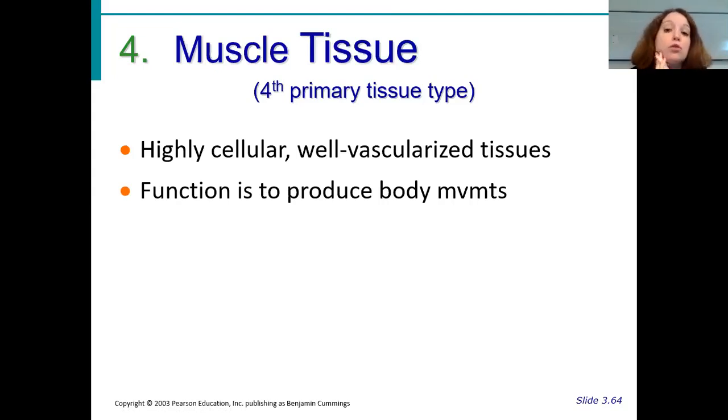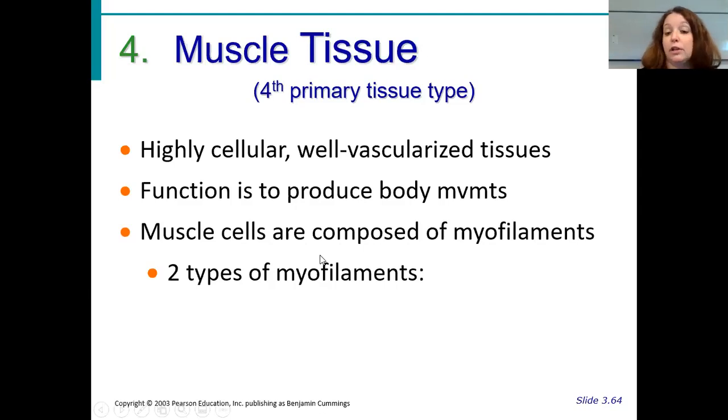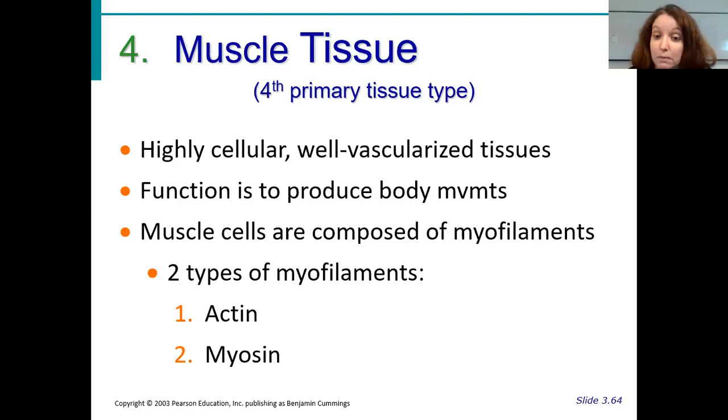When we are working out super hard, we put ourselves in an anaerobic state, and then we create lactic acid, which will build up in your muscles and cause cramps. If you are really into working out, you've probably already experienced that. Muscle tissue's function is to produce body movements, also to keep us warm, and also to provide a layer of protection. They are composed of myofilaments, actin and myosin. One of my favorite things to teach, because it was one of my favorite things to learn, is specifically how the actin and myosin function.